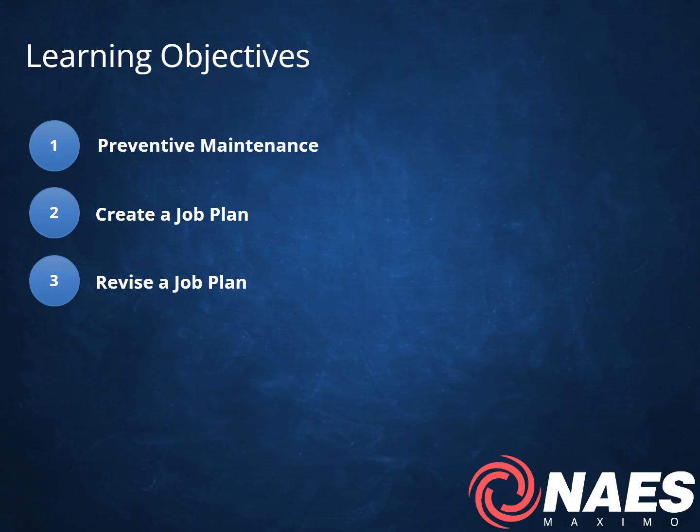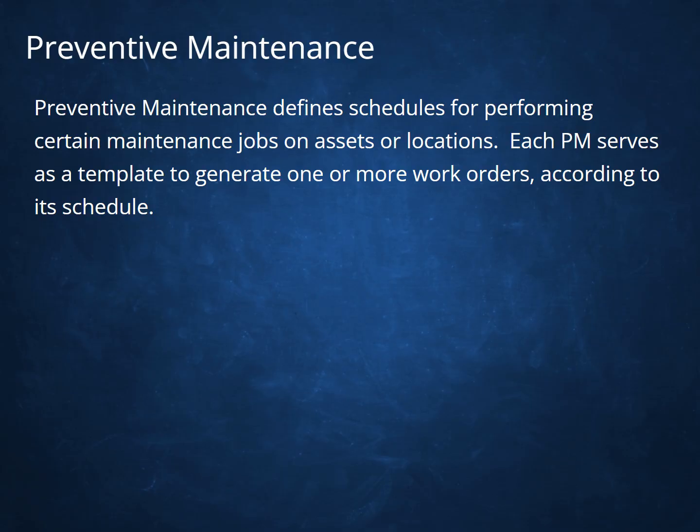Learning objectives. Preventive maintenance. Create a job plan. Revise a job plan. Preventive maintenance defines schedules for performing certain maintenance jobs on assets or locations. Each PM serves as a template to generate one or more work orders, according to its schedule.